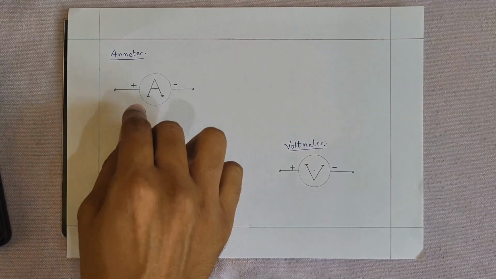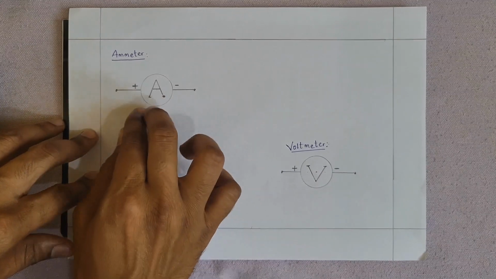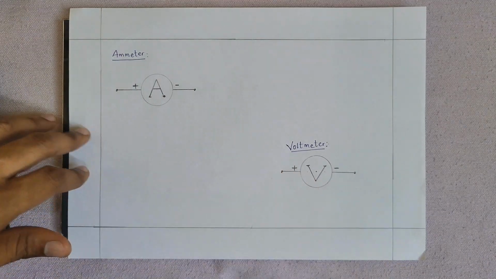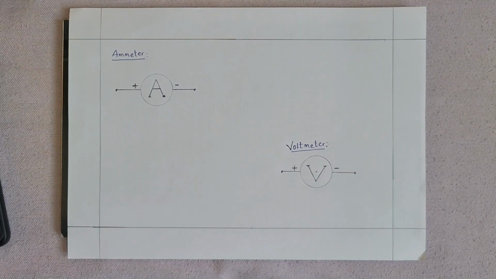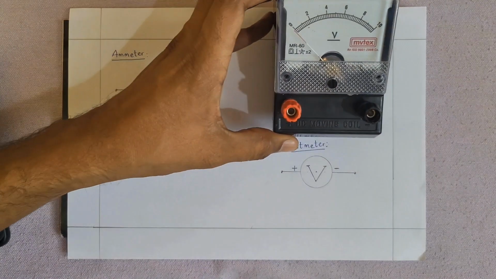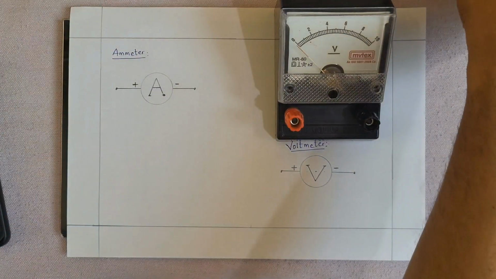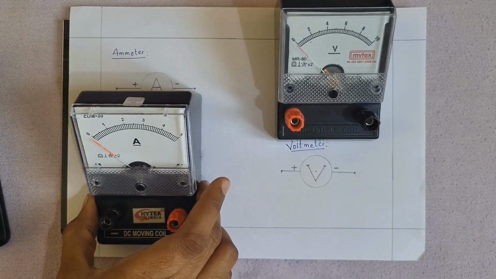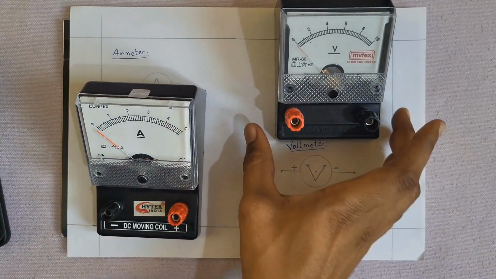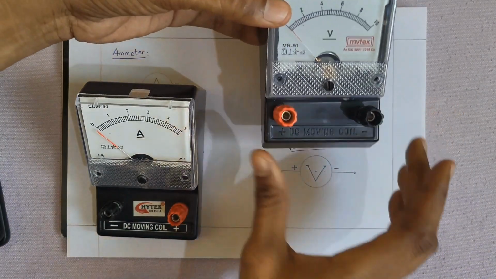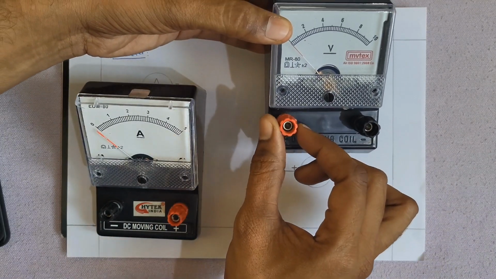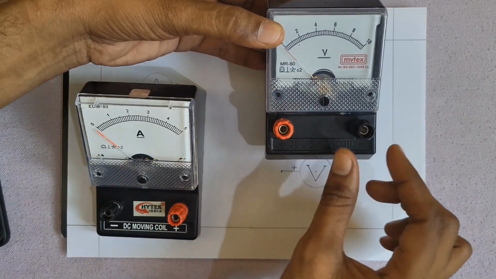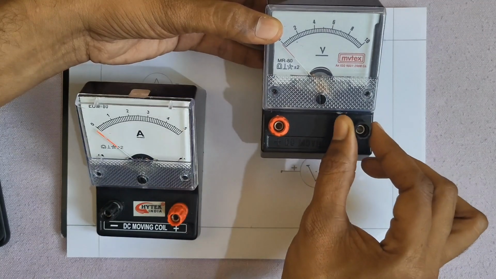So this is the constructive or circuit diagram of ammeter. This one will be the constructive or circuit diagram of voltmeter. How do they look like in the real world? This will be the voltmeter and this one will be the ammeter. This voltmeter has two terminals. See, this is positive and this is negative. The red one will be termed as positive terminal. Black one will be termed as negative terminal.